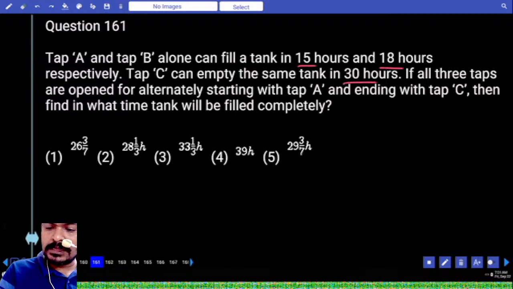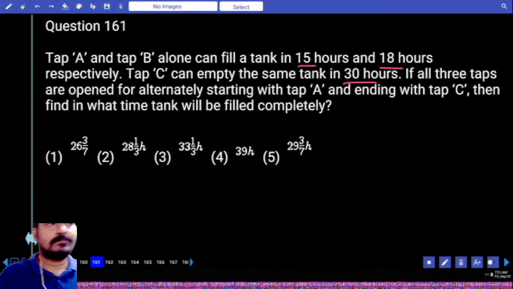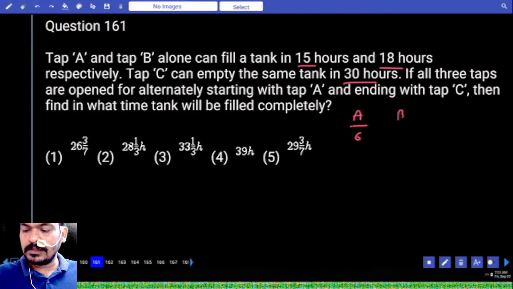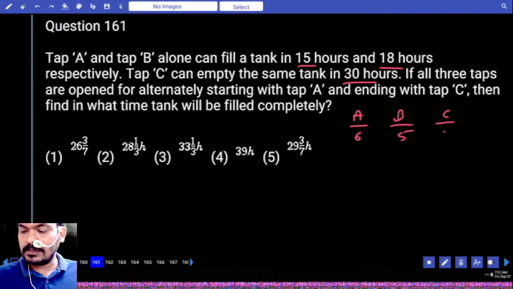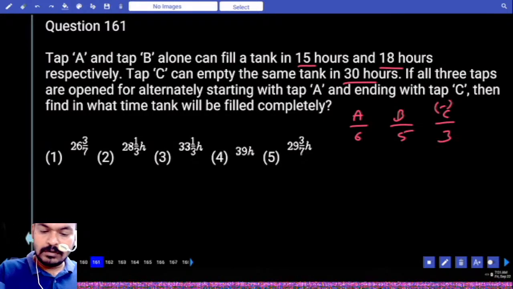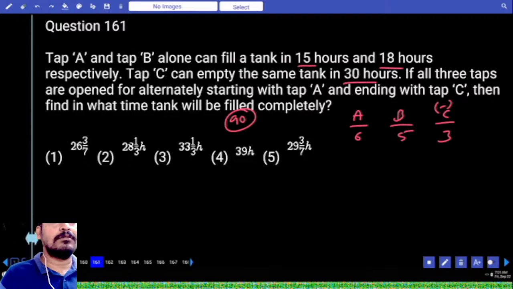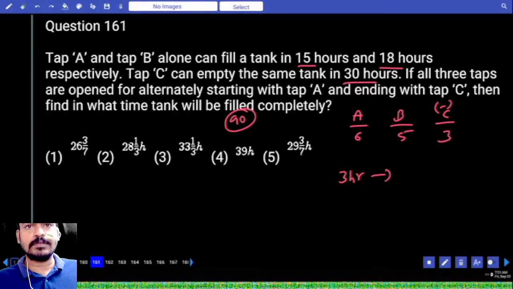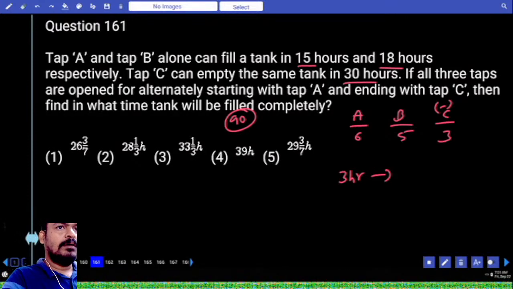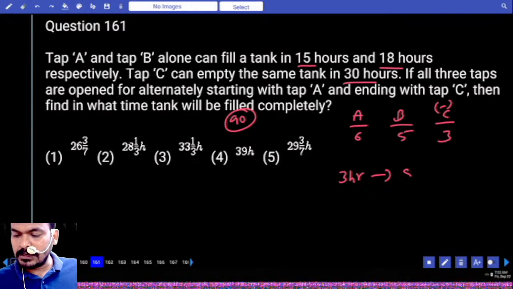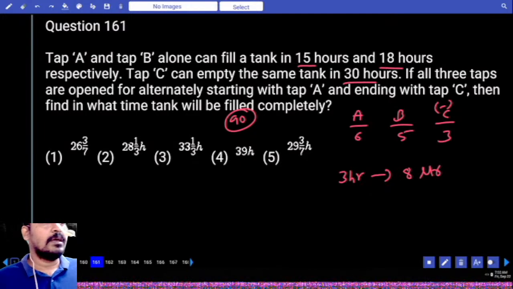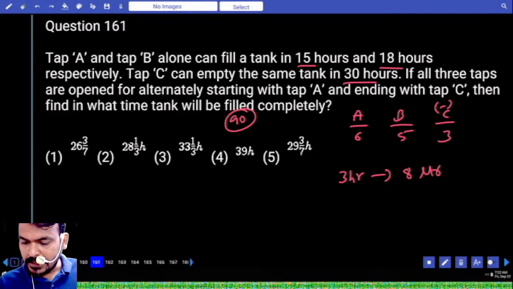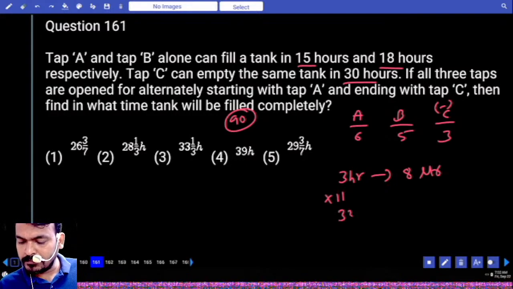15, 18, 30. What is the LCM? 90. A efficiency 6 parts, B efficiency 5 parts, C efficiency 3 parts. What is the total tank capacity? 90. Okay. Alternately, start with A, end with C means every 3 hours, 6 plus 5 minus 3 means how many liters are filled? 8 liters. Every 3 hours 8 liters, into 11 times, how many hours?